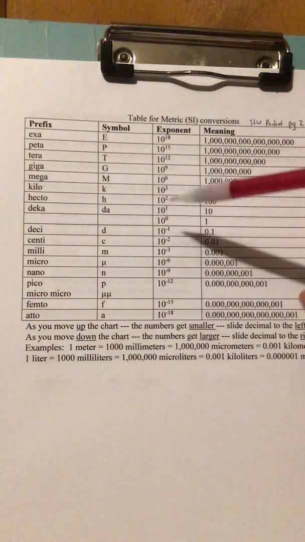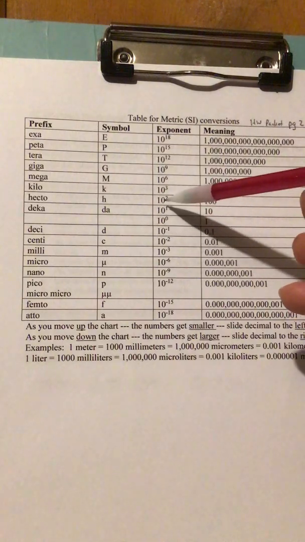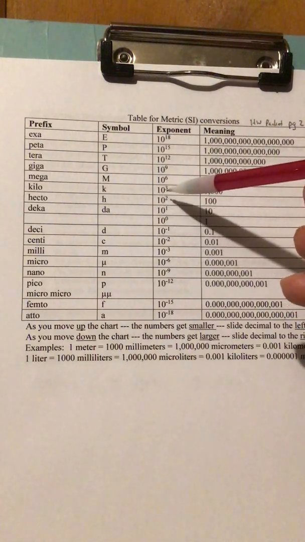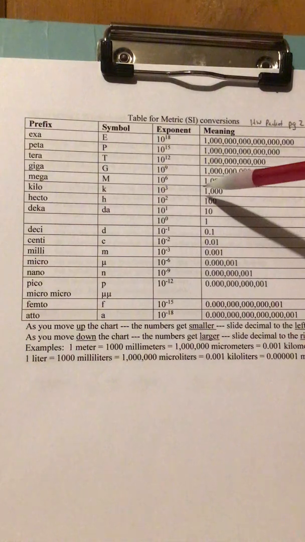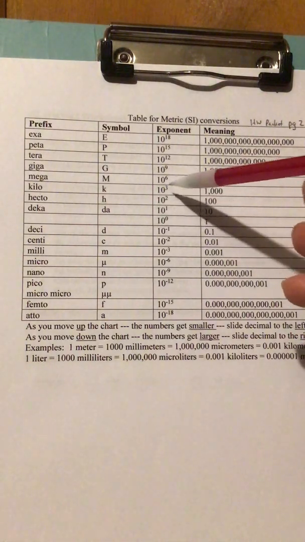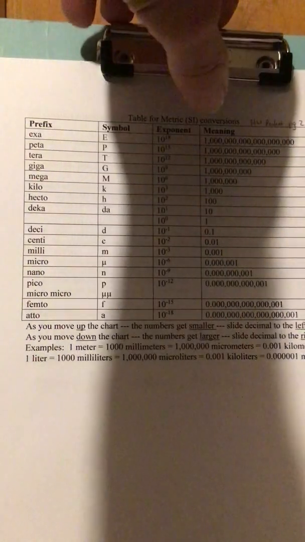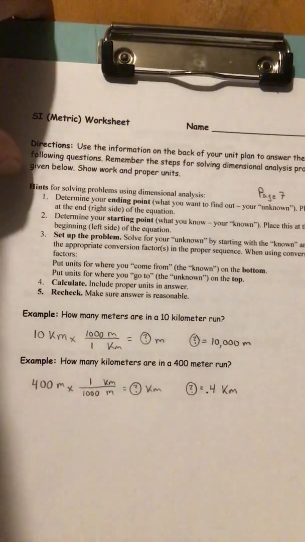Let's go back up the other way. If I have 10 meters, I have a decameter. 100 meters would be a hectometer. 1,000 meters would be a kilometer. If I had 1,000,000 meters, I'd have a megameter, and so on up through that way. Okay, let's go to some conversion problems. And we're going to show this using a couple of methods.